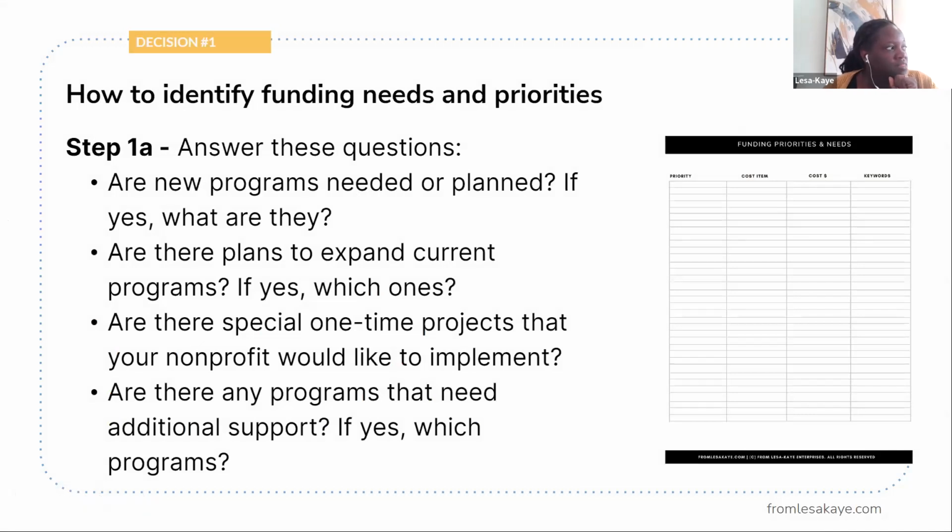I recommend that each year you gather your staff, your board members, key volunteers, and community partners, and you answer these questions. Are there new programs needed or planned? If yes, what are they? Are there programs that need to expand? Are there special one-time projects that your nonprofit would like to implement? Are there programs that need additional support? These questions are going to help you identify what needs funding, what the priorities are.